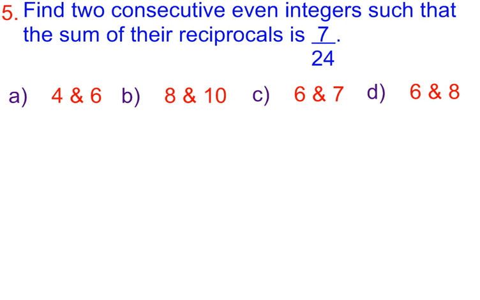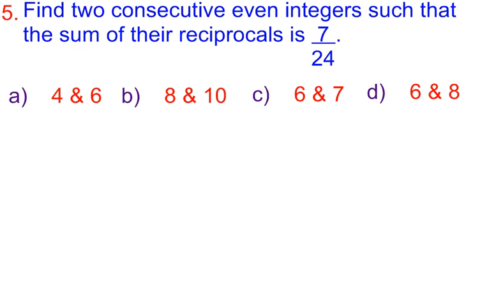Number 5 then, for these we're actually going to learn how to solve these problems that we're doing like this in a few days. But I wanted you to have ways to work backwards with multiple choice because that's something you might have to do on your ACT or your MCA. So first we're going to write this equation. It says find two consecutive even integers such that the sum of their reciprocals is 7/24.